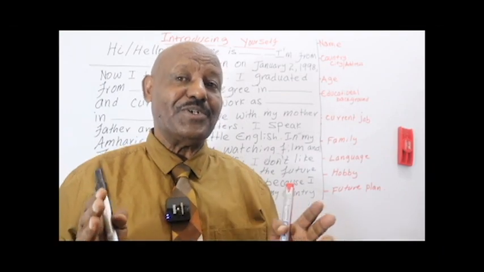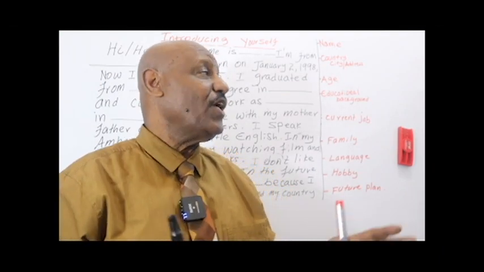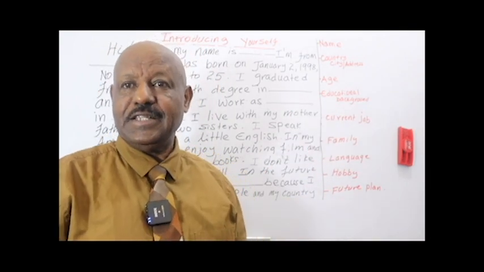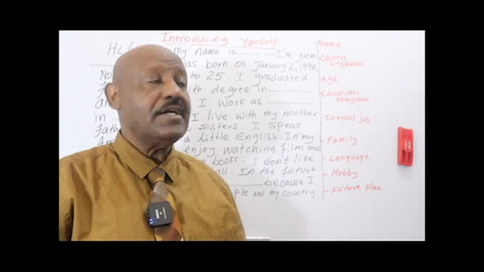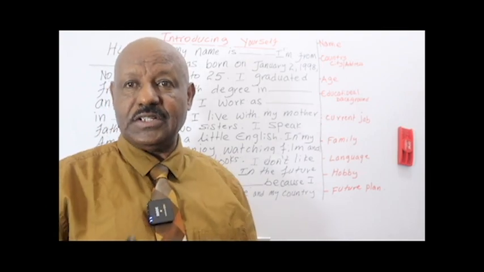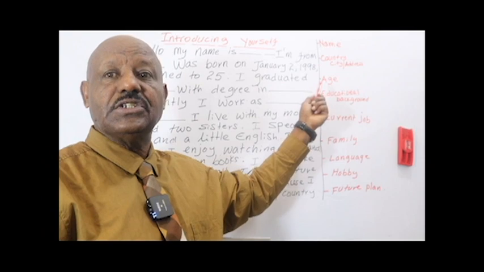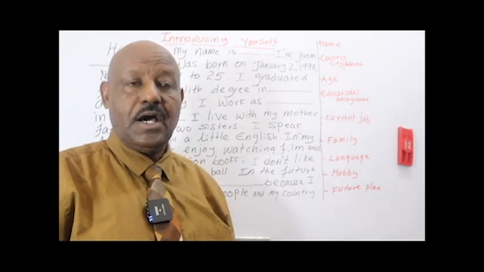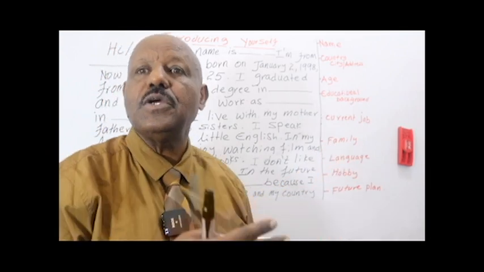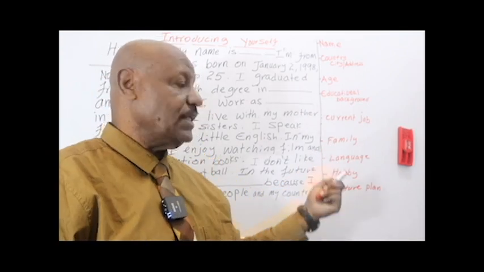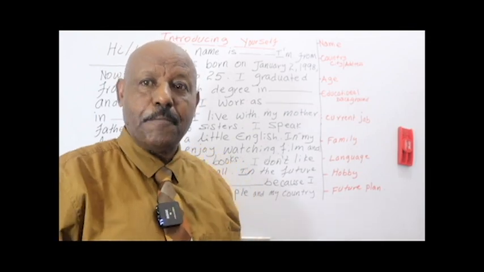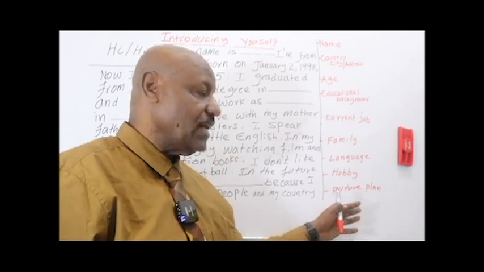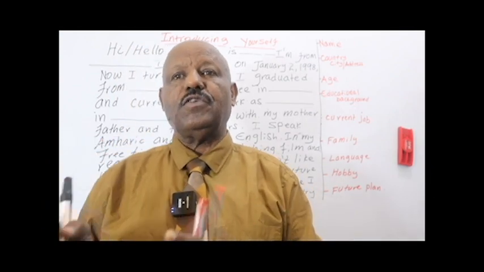When you try to introduce yourself, at least you have to mention these important points in simple English. The first one is your name, and then country or city or address. After that, your age, your educational background, and what is your current job. After that, you have to tell about your family, whether you are married or not. Then about your language, how many languages do you speak? And your hobby, what you like to do in your free time. And finally, you have to tell your future plan.